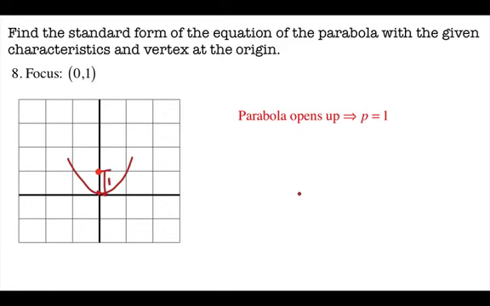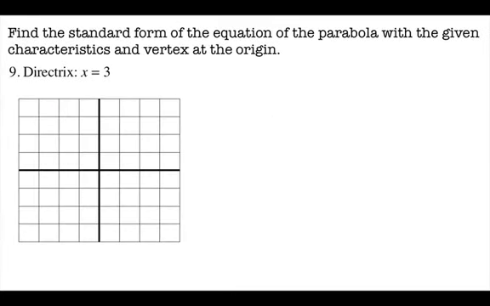So then I know it opens up, so I use this form, x squared equals 4py, substitute the p, and I get the following, simplify, and this is my answer. Here's number 9, same directions as the previous one. So in this case, they give you the directrix. With the directrix and the fact that the vertex is at the origin, we should be able to find where the p goes on the graph.